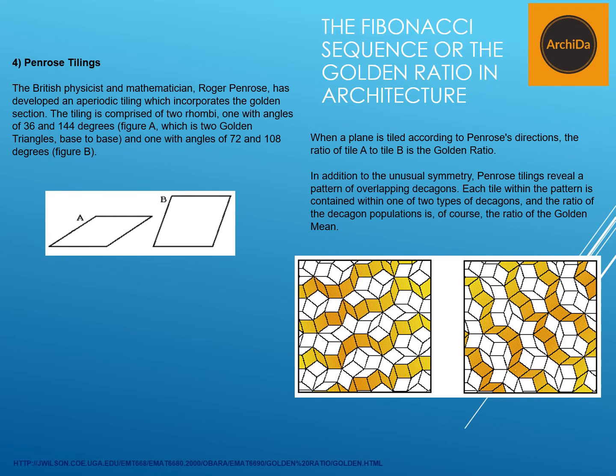Another geometric form is called Penrose tilings. The British physicist and mathematician Roger Penrose has developed an aperiodic tiling which incorporates the golden section. The tiling is comprised of two rhombi, one with angles of 36 and 144 degrees, which is shown in figure A, and one with angles of 72 and 108 degrees, shown in figure B. So when a plane is tiled according to Penrose directions, the ratio of tile A to tile B is the golden ratio. In addition to the unusual symmetry, Penrose tilings reveal a pattern of overlapping decagons. Each tile within the pattern is contained within one of two types of decagons, and the ratio of the decagon population is of course the ratio of the golden mean.